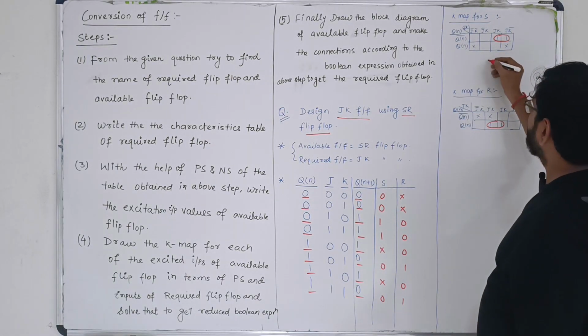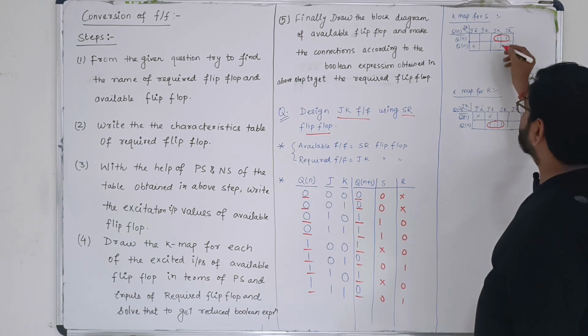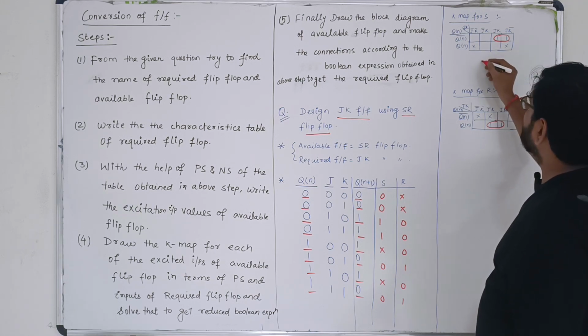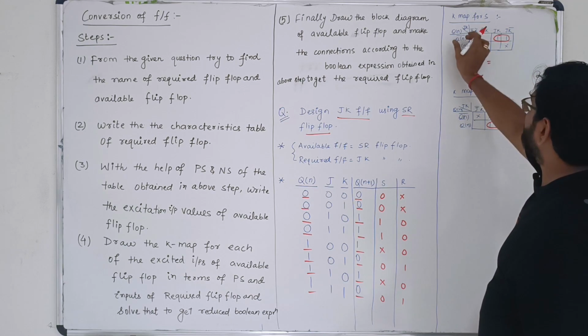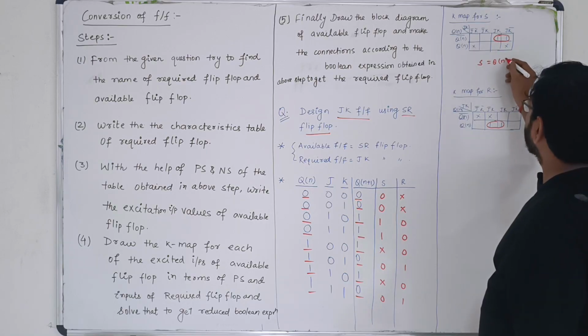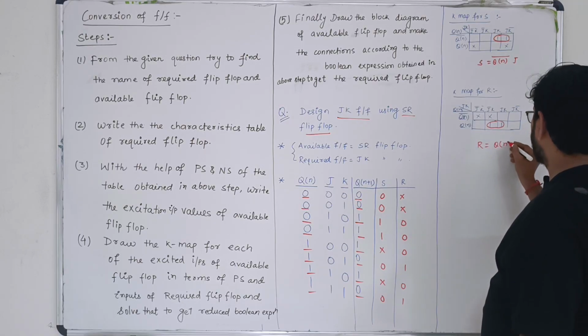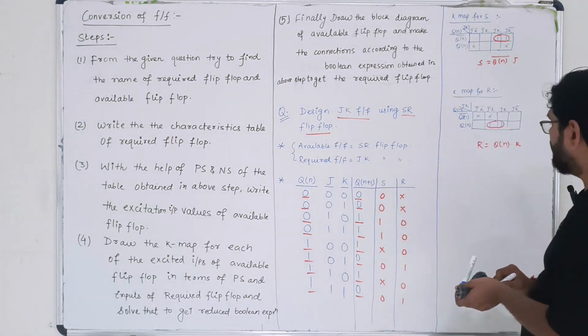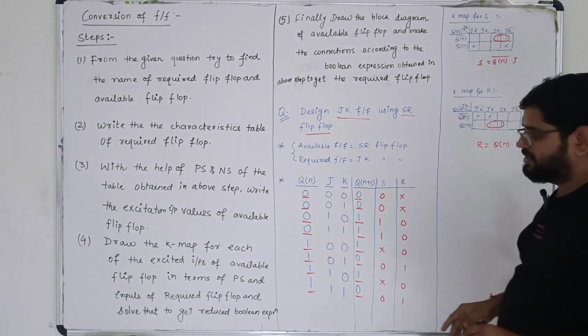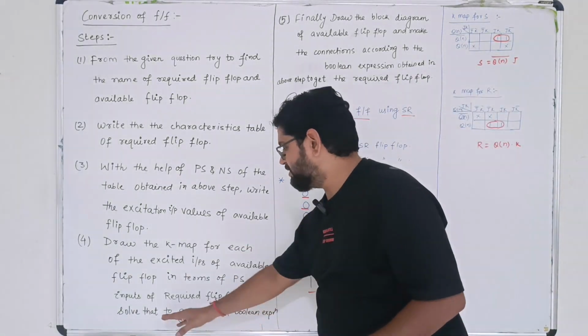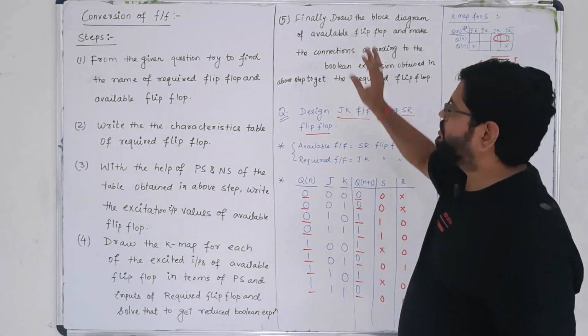So if there is only one pair, can you tell me in the comment box what the value of this pair is? So the S value will come out as Qn bar from this side, and from this side it is J. Similarly for R, from this side it is Qn, and from this side it is K. So this is about the values of the K map. Reduce it and get the Boolean expression. We have got it. Now coming to the last step.